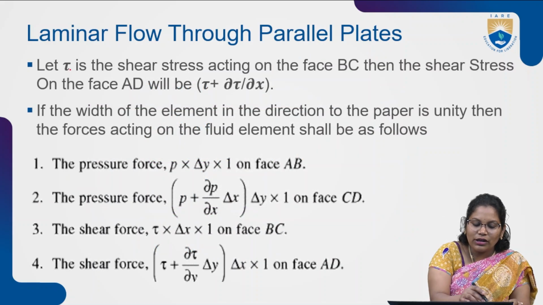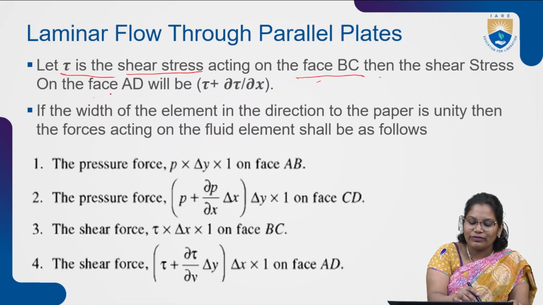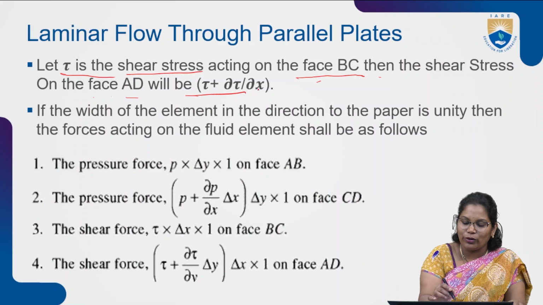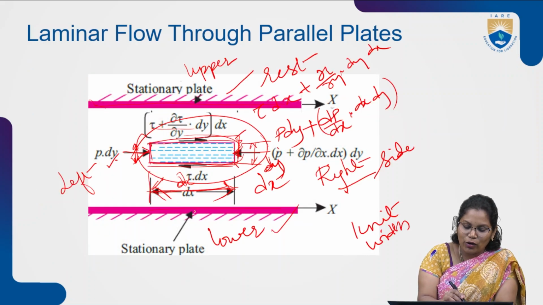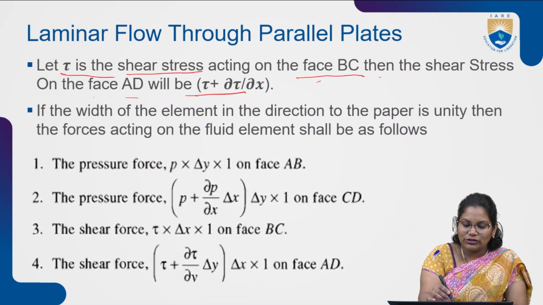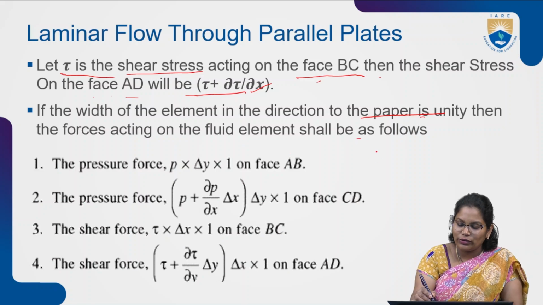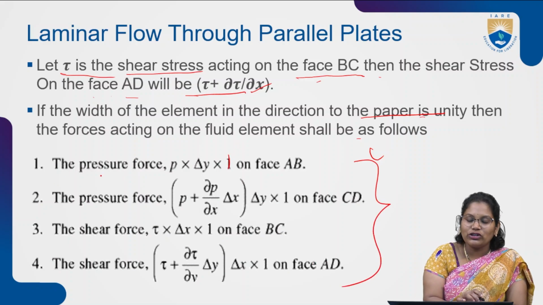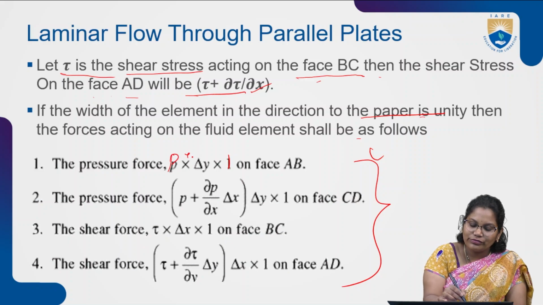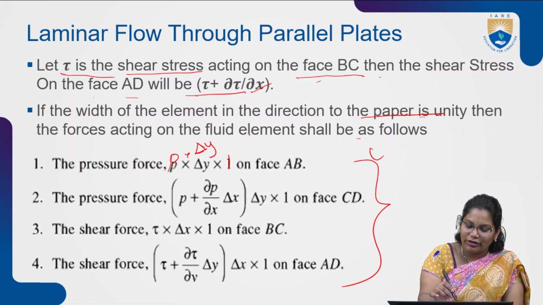Tau is the shear stress which is acting on the face BC. Then the shear stress on the face AD will be tau plus dou tau by dou y into dy. So at the lower side it is tau and at the upper side it is tau plus dou tau by dou y. If the width of the element in the direction normal to the paper is unity, then the force acting on the fluid element shall be as follows. Here we are taking width as unit, that is 1. So the pressure force is P into delta y.